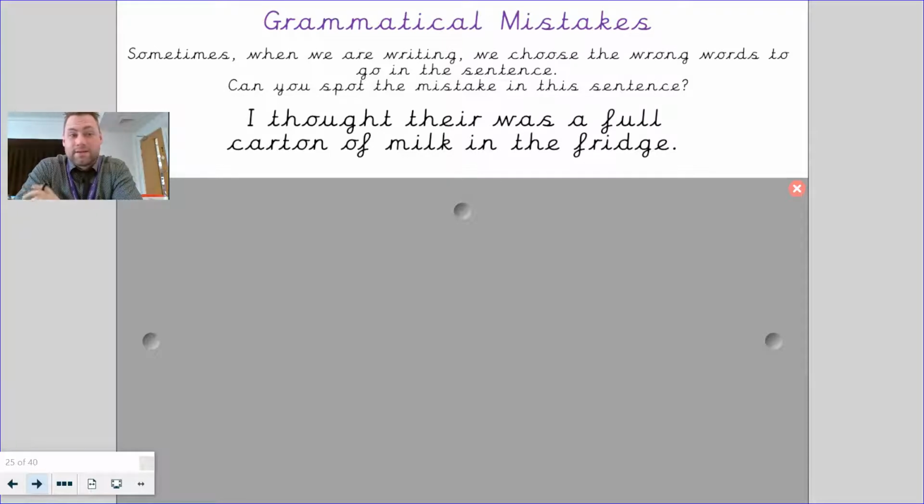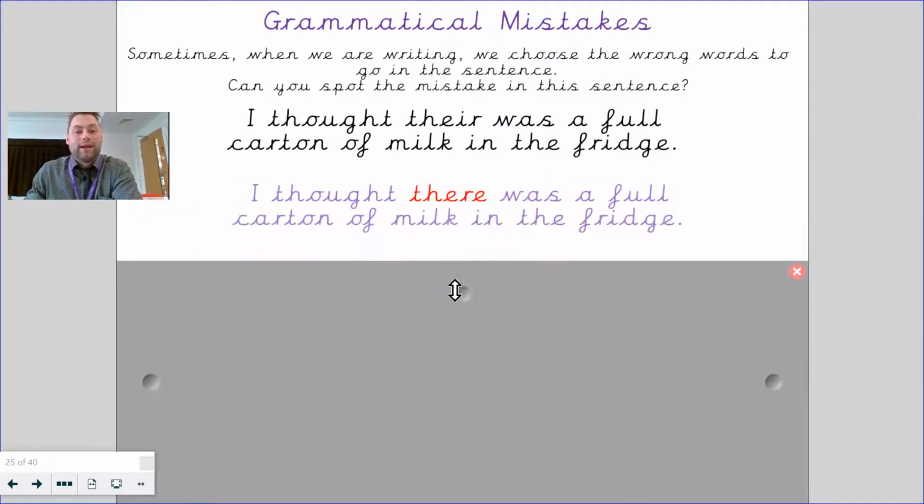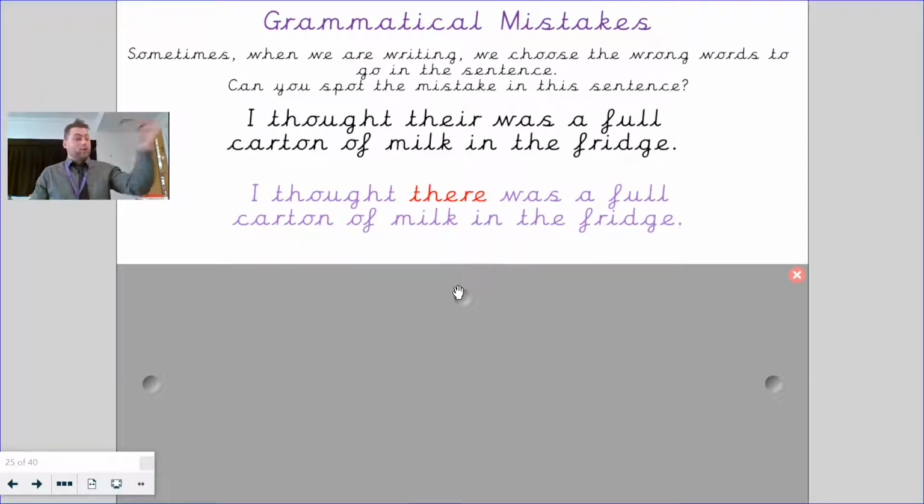And this is a spelling mistake as well as a grammatical mistake. Good. You should have noticed that we've got the word there as a homophone, however we spelled the wrong one. It should be T-H-E-R-E. When we say, look over there, that's the one we use.